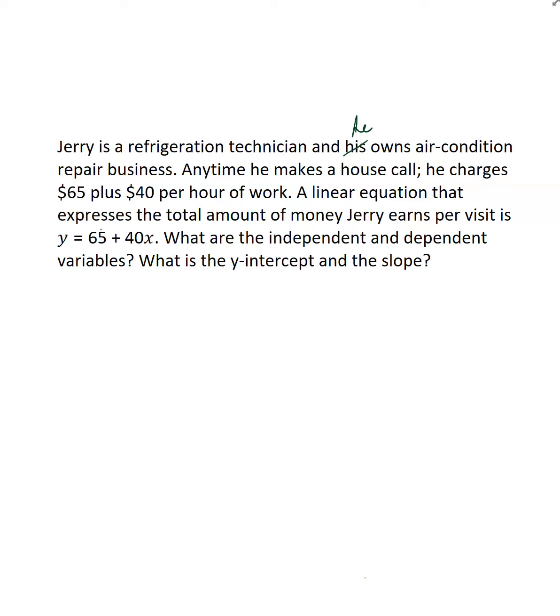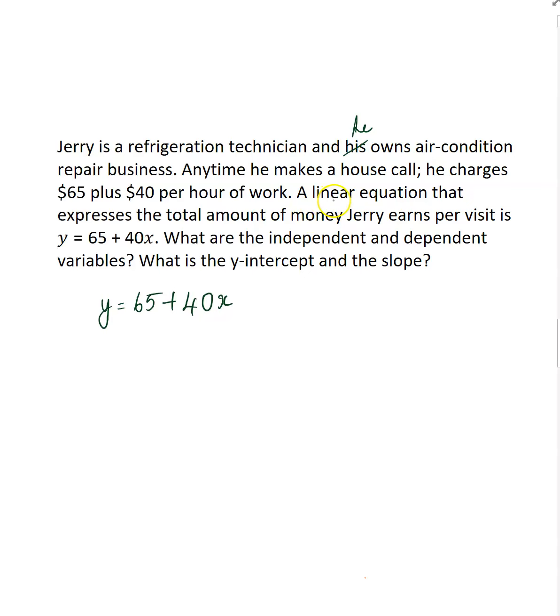Plus $40 for every hour of work. So if it's 1 hour, it's $40 plus the 65. If he works for 2 hours, it's $40 times 2, which is $80 plus 65. If he works 3 hours, then it's $40 times 3, $120 plus 65, and so on. Does that make sense? So that is what is given to us as y equals 65 plus 40x. We need to understand what this x and y represent. So for that, go back and see what each one of them would actually give us.